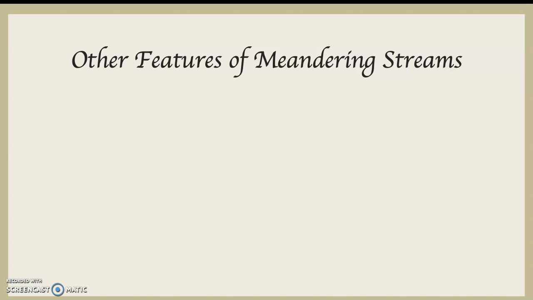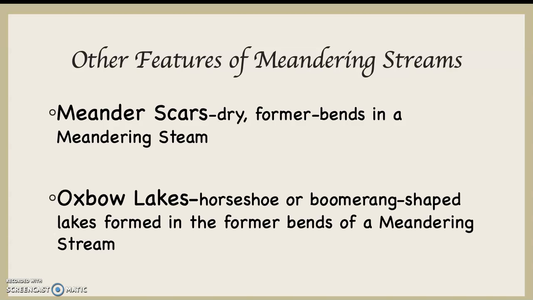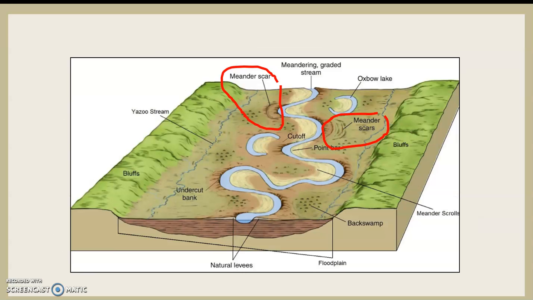Here are these other features of meandering streams. What are known as meander scars, that are dry former bends in a meandering stream, and oxbow lakes, which are horseshoe or boomerang shaped lakes that are formed in the former bends of meandering streams. If you look at this diagram, we met this diagram before, you can see I've circled the meander scars. You can see that they look like kind of half moon shaped cuts on the landscape. They indicate where the stream once was, but it has changed course.